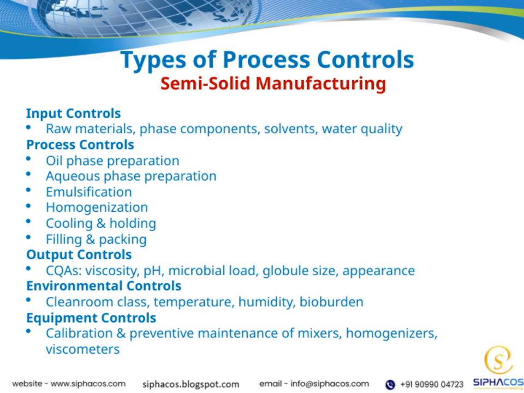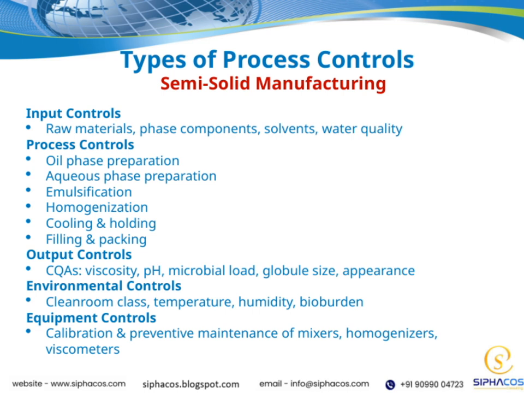Moving on, output controls focus on critical quality attributes, or CQAs, such as viscosity, pH, microbial load, globule size, and appearance. These are key indicators of product quality and must be monitored closely. Environmental controls are also vital. They involve maintaining the right cleanroom class, temperature, humidity, and controlling bioburden to prevent contamination.